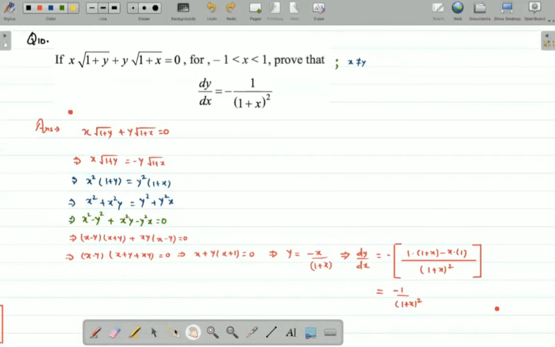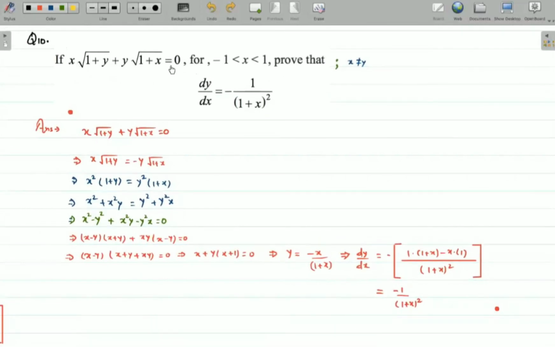Again, it's a question of implicit differentiation. We are given some statement here, that is x into root of 1 plus y into root of 1 plus x equals 0. Under this condition, we have to prove this. Now again, we will modify the given expression into a format such that from there, if we differentiate, we'll get this result. So I'm taking this term on the other side. I'm squaring both sides. I'll get this.